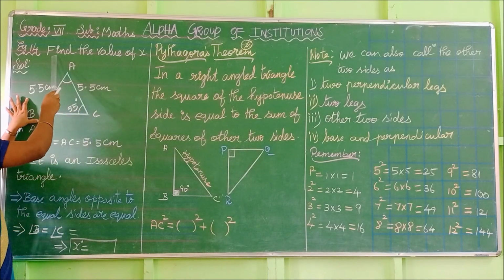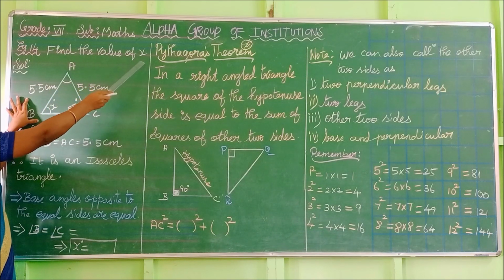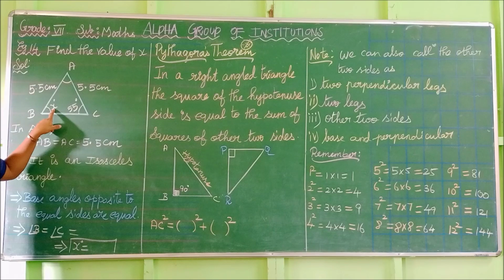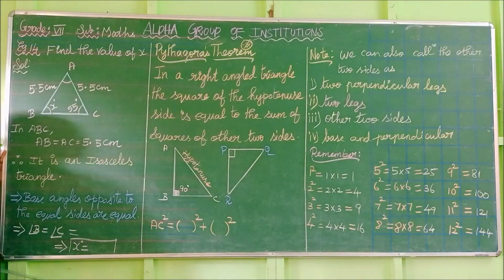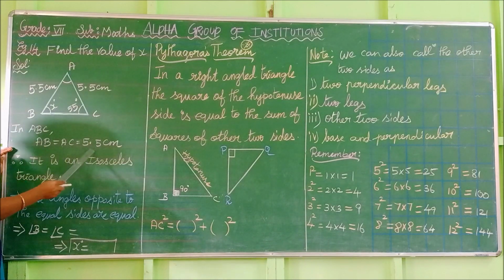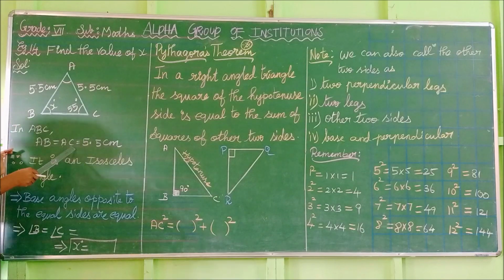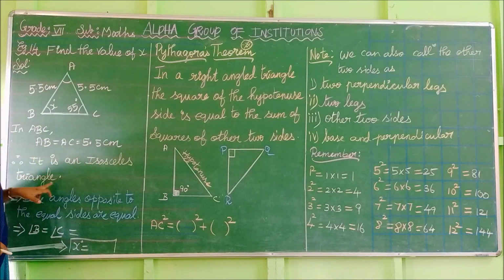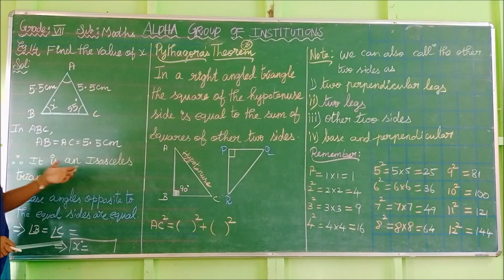And what is asked in the question? Find the value of x. It means we have to find the value of x. So we have to find the angle measurement of x. For that we are going to use the property of isosceles triangle. Why are we using it? Because here AB and AC are equal in length. If two sides of a triangle are equal, then we can call the triangle an isosceles triangle. So ABC is an isosceles triangle. So we can use the property of it.